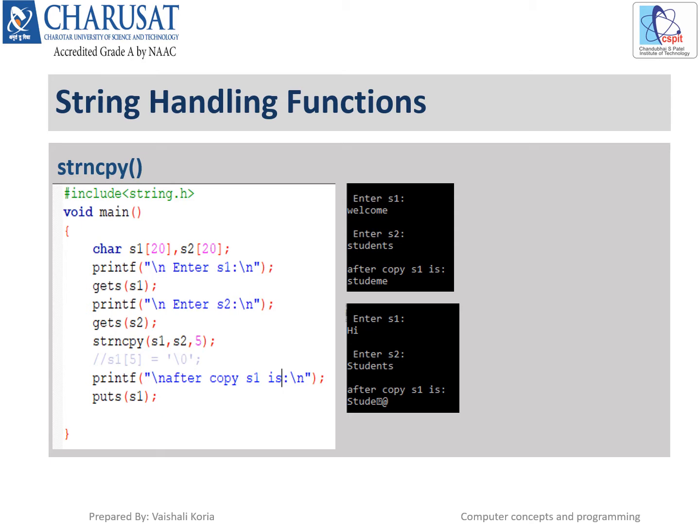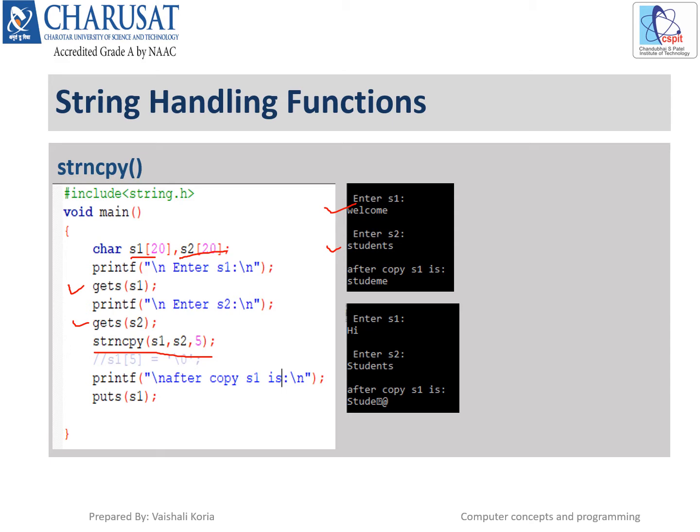Okay, so to see the demo of this function, here we have taken two strings s1 and s2, right? Character arrays are declared. Using the gets function, we can take the value at runtime, so we have taken the value of s1 and s2 from the user. Suppose the user has entered "welcome" and "student" in s1 and s2. Then after the function is called, strncpy(s1, s2, 5), that means what? 5 characters of s2 will be copied to string s1.